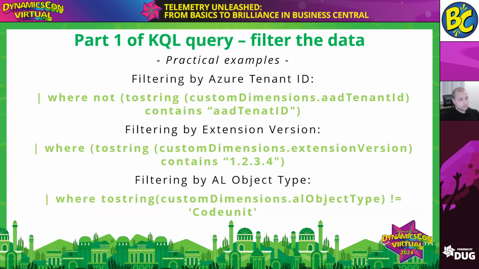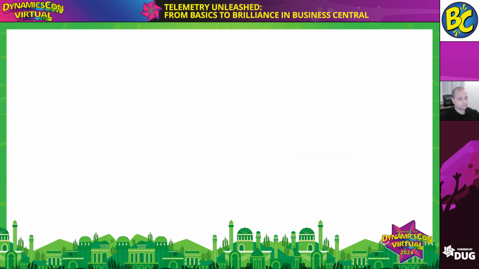Next examples are filtering by, for example, Azure tenant ID, extension version, or AL object type. Those pieces of information are all gathered in custom dimensions. So here, especially for Azure tenant ID, you will also need to do some conversion to string, and then filter the traces accordingly.